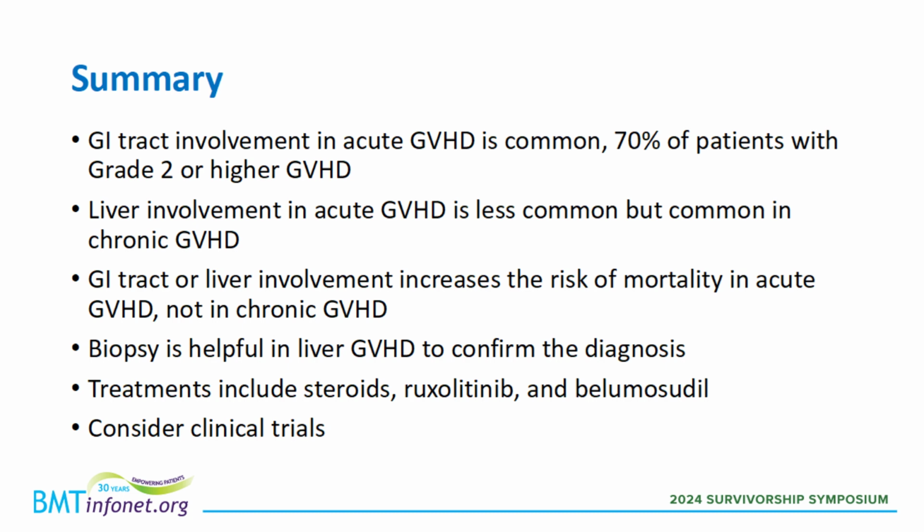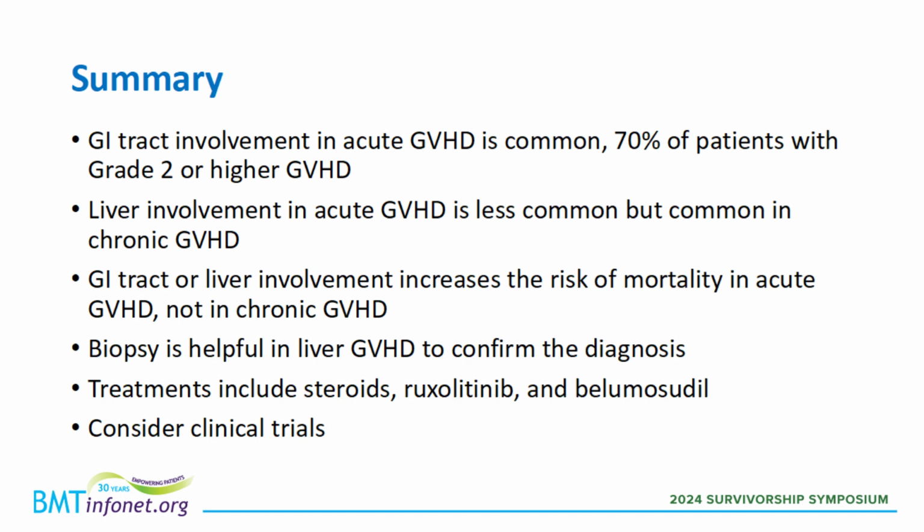So in summary, the GI tract involvement in acute GVHD is common. About 70% of patients with grade 2 or higher GVHD have GI tract involvement. Liver involvement in acute GVHD is significantly less common, but it is very common in chronic GVHD. That might be, again, because we are diagnosing it based only off of lab values and not commonly getting liver biopsies. So it is worth a conversation with your provider to discuss whether or not any of your lab abnormalities are due to medications or potentially GVHD.